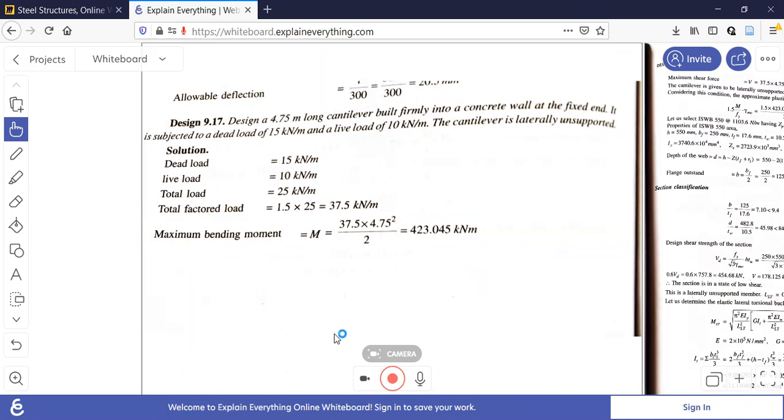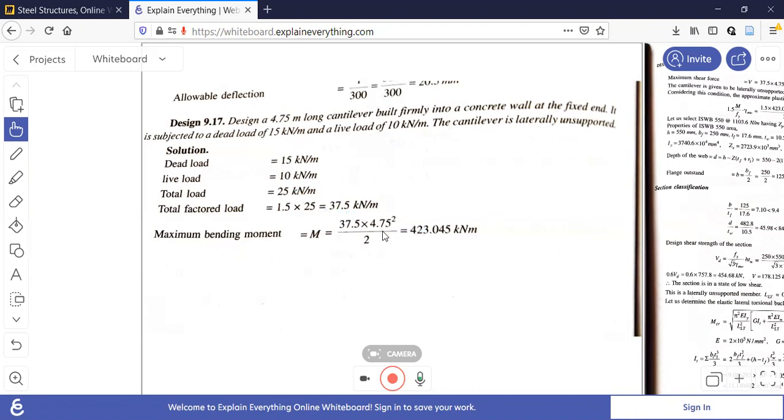Okay. You can see the problem: design a 4.75 meter long cantilever built firmly into a concrete wall. It is a cantilever beam subjected to a dead load of 15 and a live load of 10. The cantilever is laterally unsupported, it is unrestrained. So dead load is 15, live load is 10, total is 25 into 1.5 is 37.5. Moment is WL square by 2.